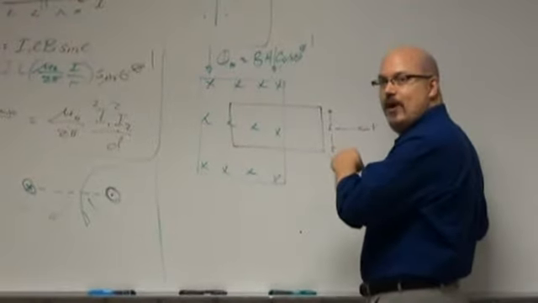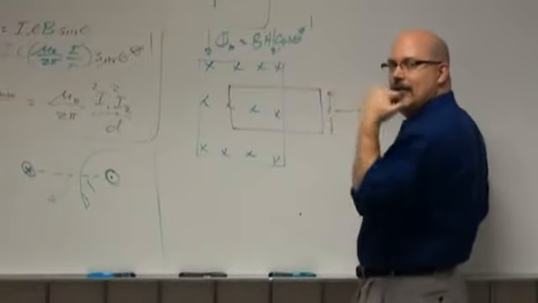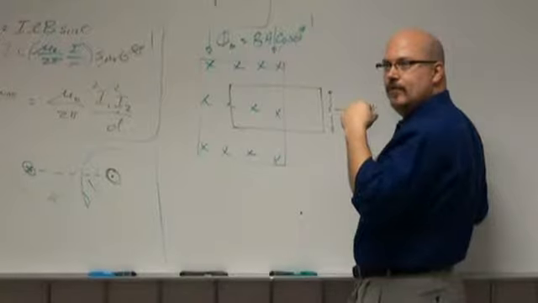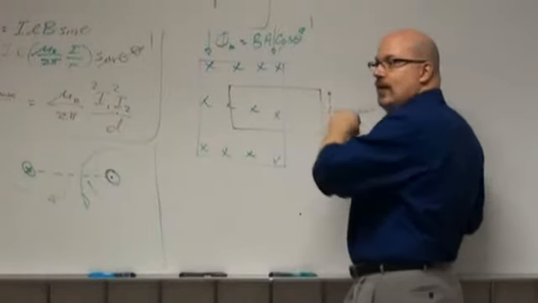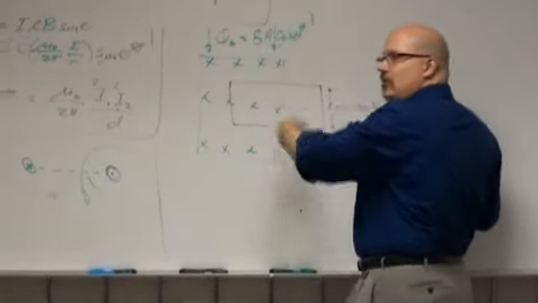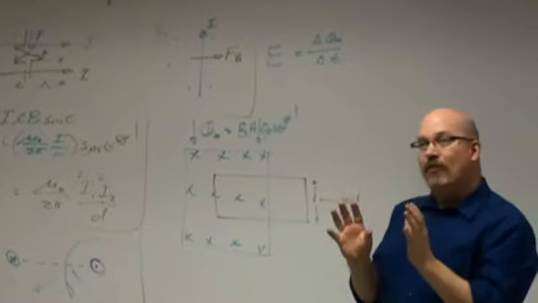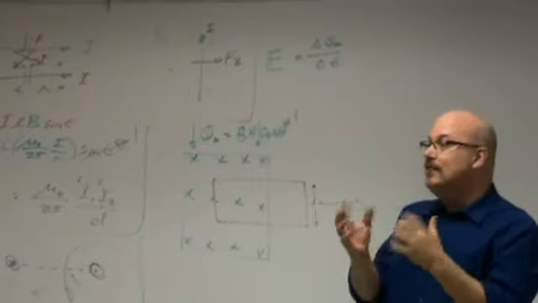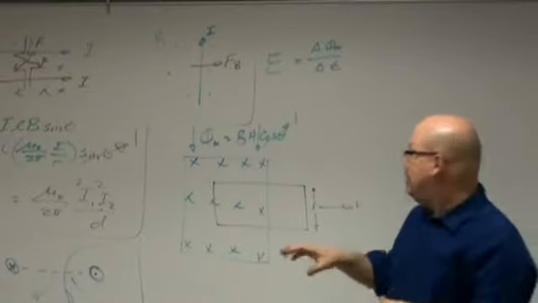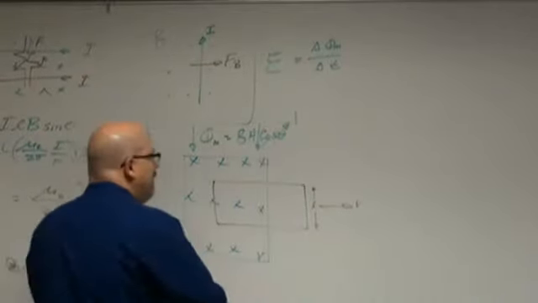So my flux is which way? Into or out of the board? Into the board. So how can this wire produce its own current to produce more flux into the board to oppose the decrease? You say clockwise? Let's find out.